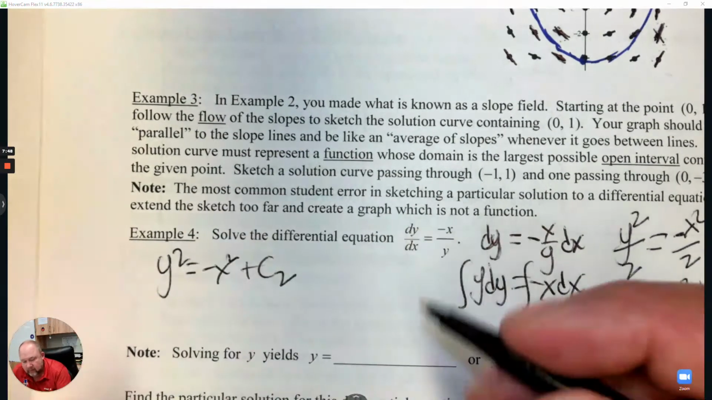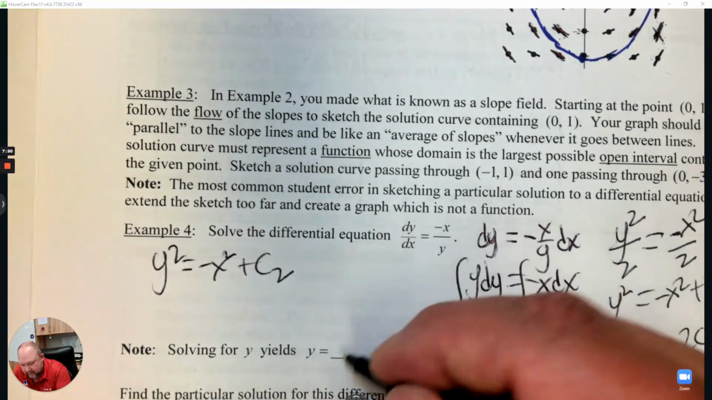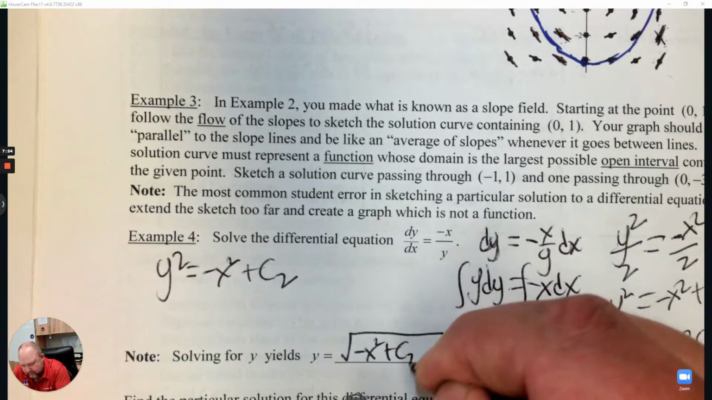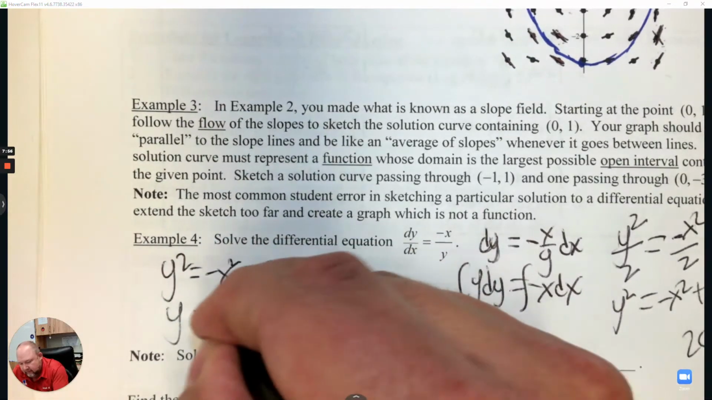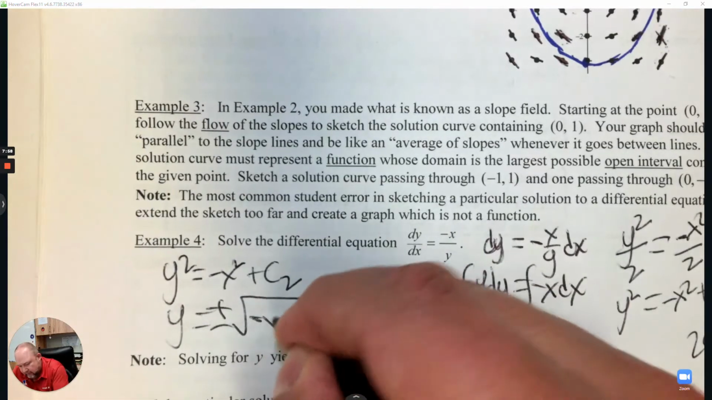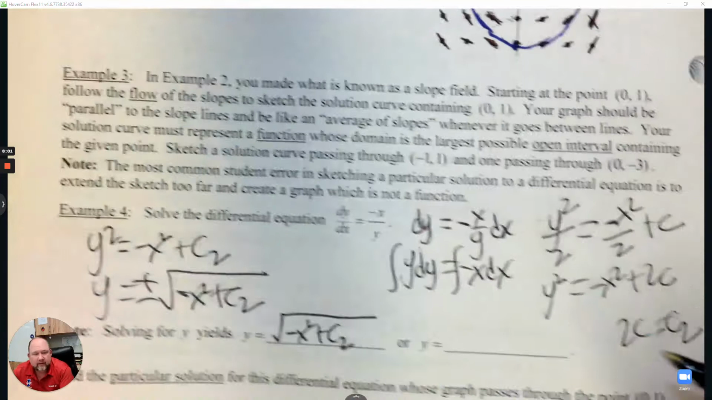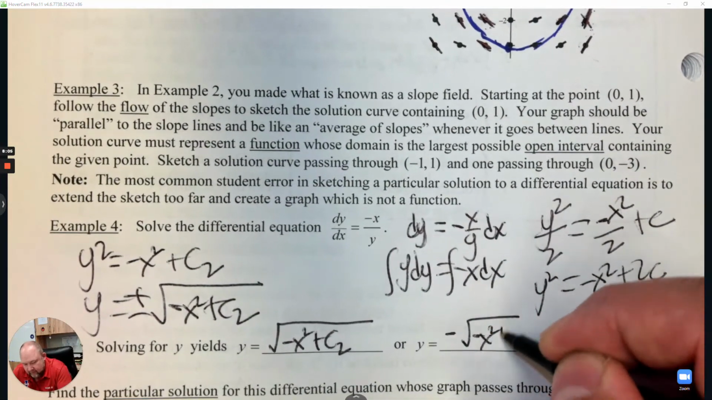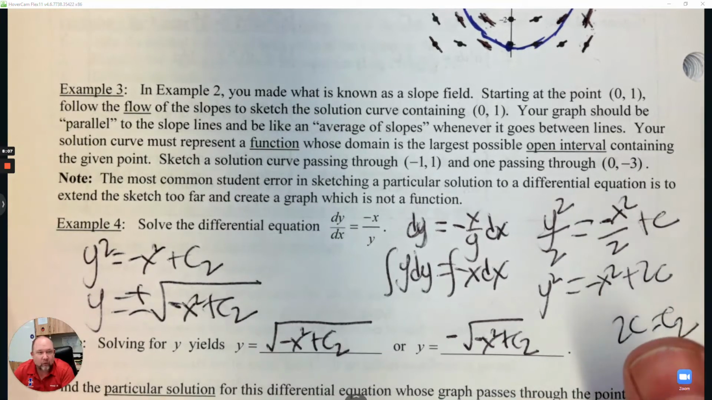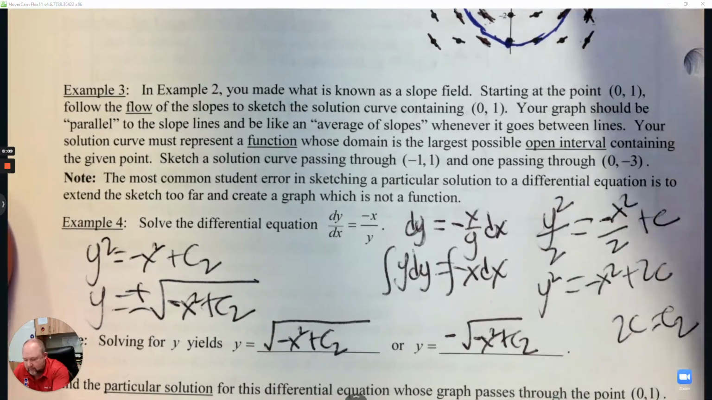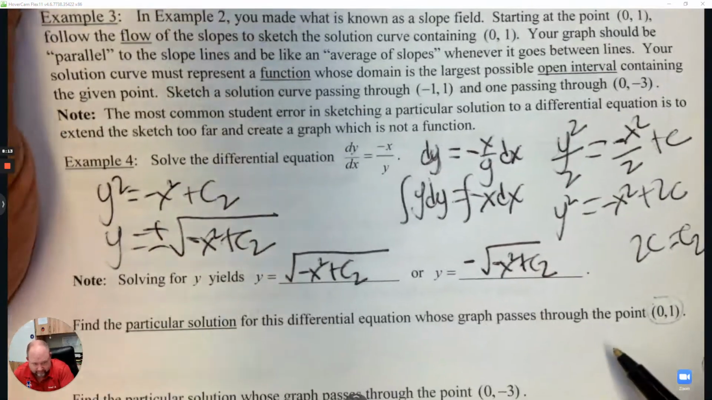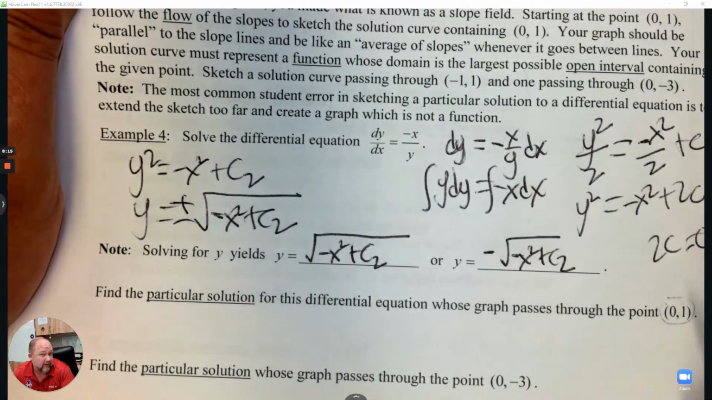And then when I square root this, one answer is going to be positive, the square root of -x squared plus the constant. Again, it's going to be plus or minus, and it's the square root. And the second one's going to be negative. And the key, just like last lesson, is that the y coordinate tells me whether I use positive or negative. So find the particular solution through 0, 1. So I'm going to use the positive one.